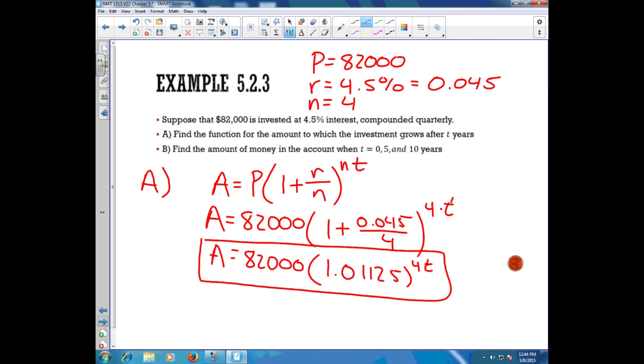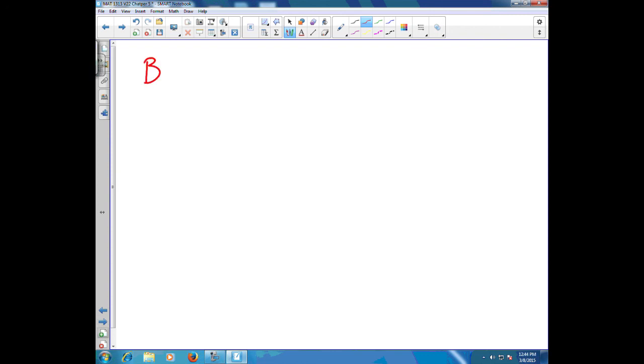We now want to do part B. We want to find the amount of money in the account at t equals 0, 5, and 10 years. And so if we just go to the next slide, starting with our function, 82,000 times 1.01125 raised to the 4 times t.